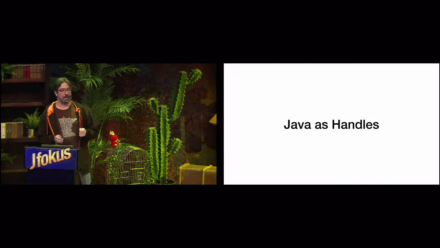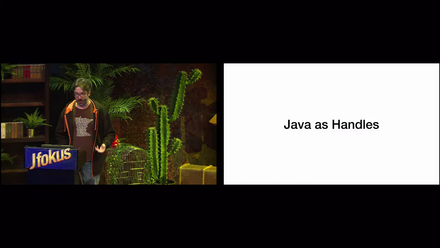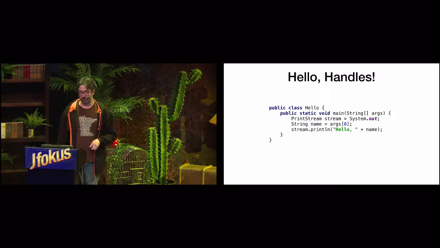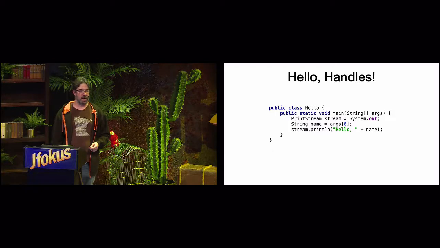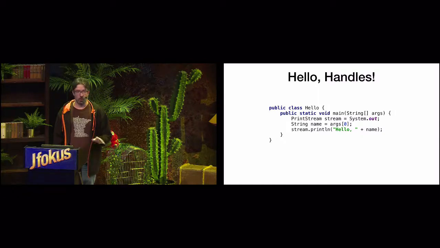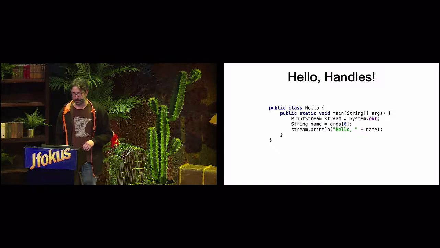Now, it's really helpful to look at this through the eyes of a Java programmer and see how a piece of Java code could be converted into a tree of method handles. So we have a simple Hello World version 2, where we're accepting a name in from the command line, concatenating it with hello, and then printing it out again. And we'll walk through this and see what the equivalent method handles would be to do these different things.